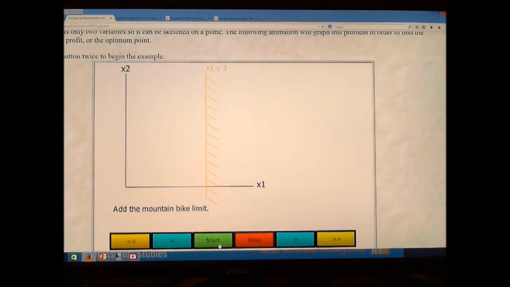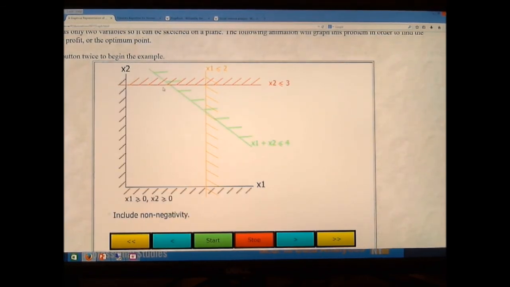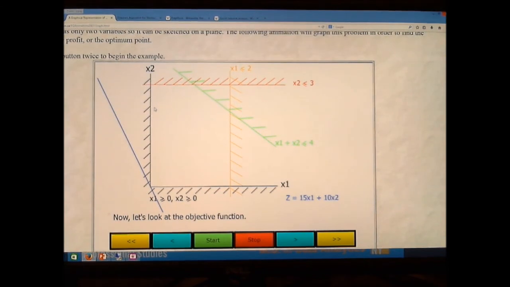Let's start with some constraints. X1 has to be in this range, and X2 has to belong here. And the third constraint is here. More constraints, non-negativity constraints. So this would be the feasible region, but we can discuss more in detail later in the course. This is just to give you an overview.